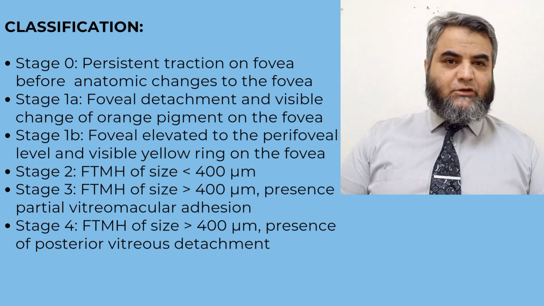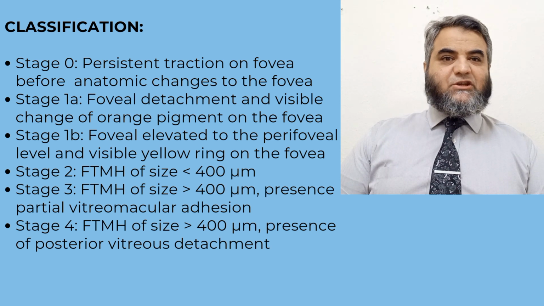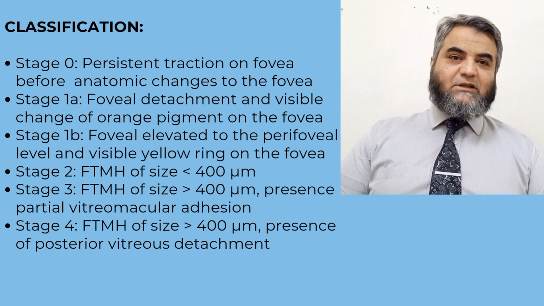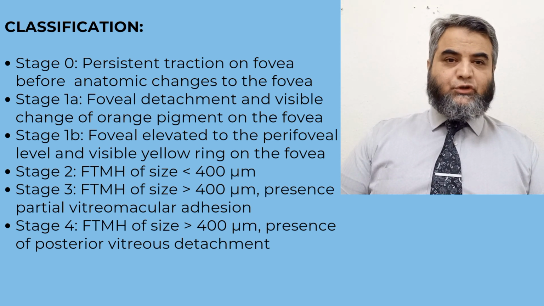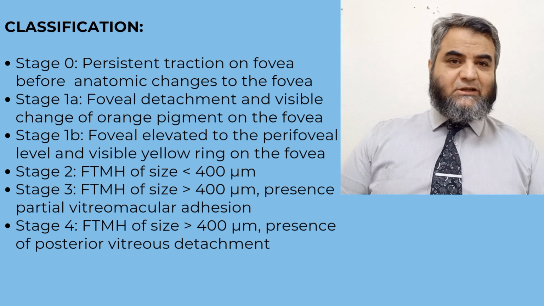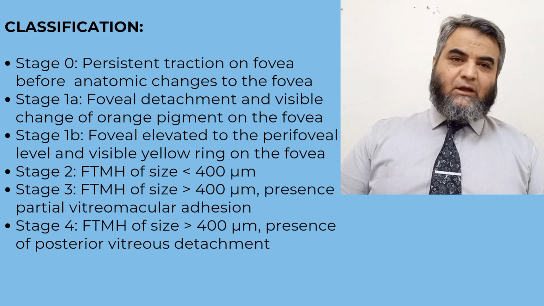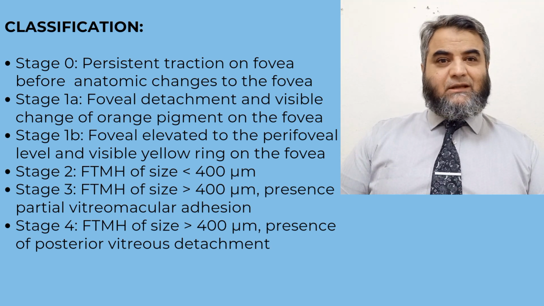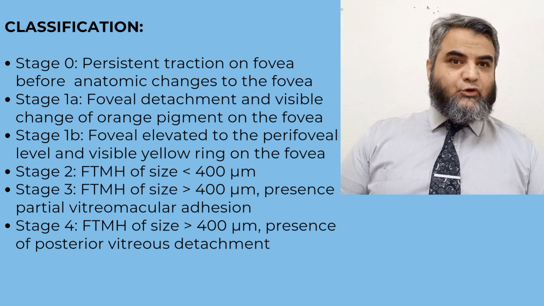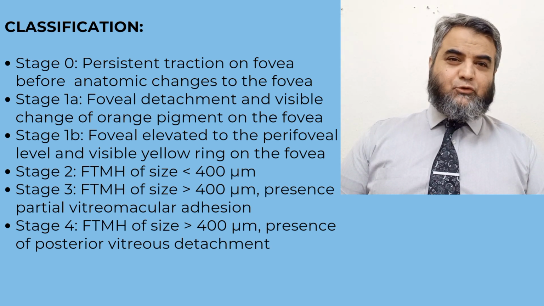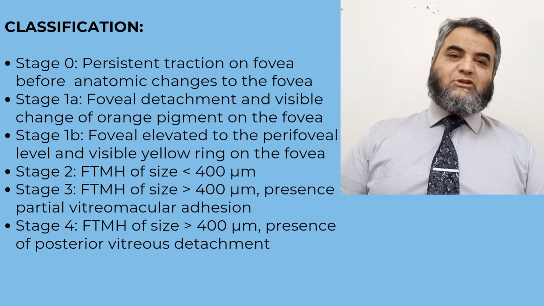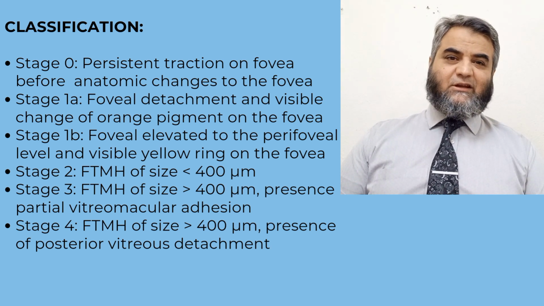Let's talk about the classification of macular holes. The most widely used classification is the Gass classification. On this classification, different stages are there: stage 0, 1A, 1B, 2, 3, and 4. So basically 2, 3, and 4 are the full thickness macular holes. If it is less than 400 micrometers, it is stage 2. If it is more than 400 micrometers but still vitreomacular traction is there, we call it stage 3. But if there is complete posterior vitreous detachment, then we call it stage 4. So in the OCT we have seen, there is no more vitreomacular traction, so it is a stage 4 full thickness macular hole.